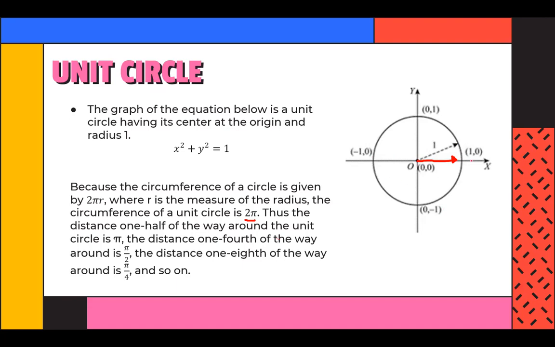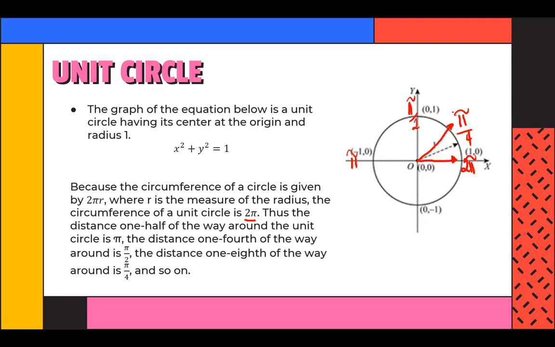So again, we start here. One complete rotation is 2 pi. Half of it, or 180 degrees, is pi. Next, one fourth of the way, meaning one fourth of the circle, is pi over 2. And half again of pi over 2, or one eighth of the unit circle, is pi over 4. And so on and so forth. So that's how we got the unit circle or the radian measures.